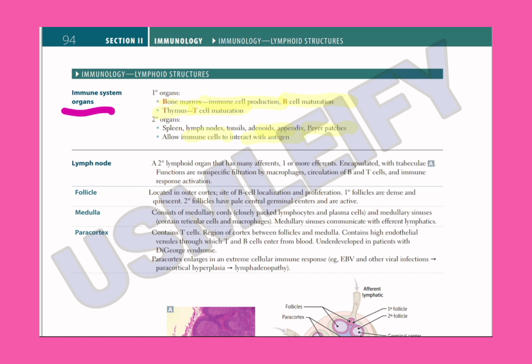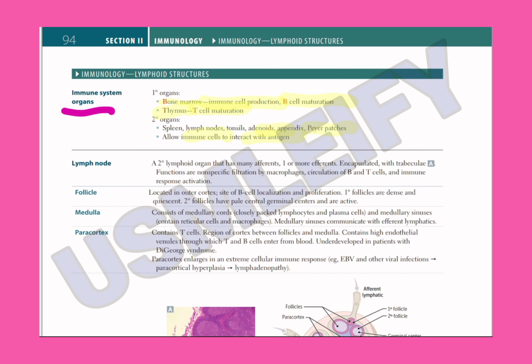Primary organs are also known as the central or generative organs, and secondary organs are called peripheral organs. Primary organs are linked with lymphocyte development and maturation, whereas secondary lymphoid organs are involved in antigen trapping and immune response. There is no antigen exposure for the primary organs, they are only linked with development, whereas secondary organs have antigen exposure and immune activation.